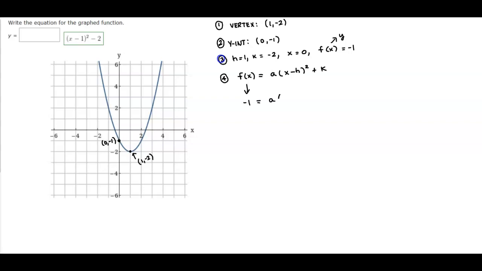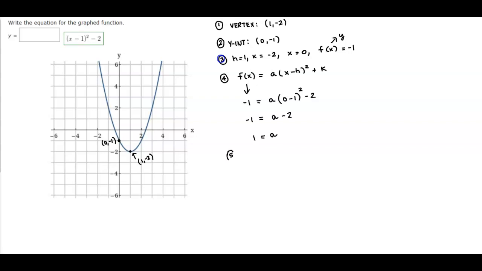We're looking for a. We know the value of x is 0, minus h, which is 1, and then we're going to square that. And then k is -2. So we have -1, which is equal to a times (-1) squared, which is +1. So that just leaves us with a and then -2. And we add 2 to both sides, we know that a is going to equal 1.